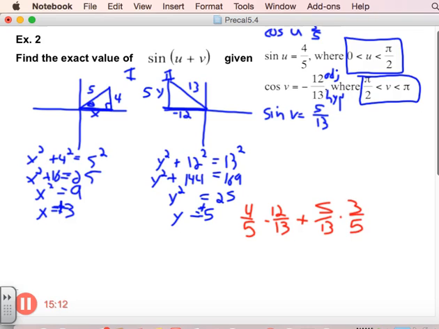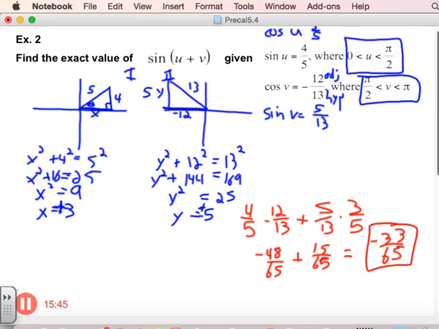All right, so now we multiply the tops and bottoms. So we've got negative 48 over 5 times 13 is 65, plus 15 over 65. And then we add those together, and we get our answer, negative 33 over 65. Just make sure you reduce the fraction if possible. Only thing that goes into 33 is 3 and 11, and neither one of those will go into 65. So our answer is negative 33 over 65.